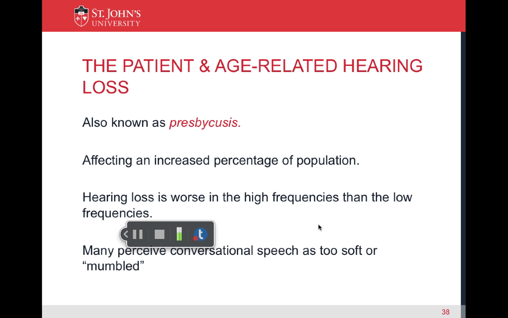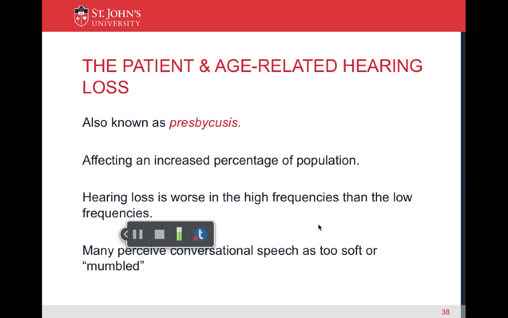So this age-related hearing loss, this cochlear hearing loss that I keep going back to, is more formally known as presbycusis. And it's affecting an increased percentage of our population because we're living longer, and often people have no other health issues aside from their hearing loss. We're living longer and we're living in a noisier place.